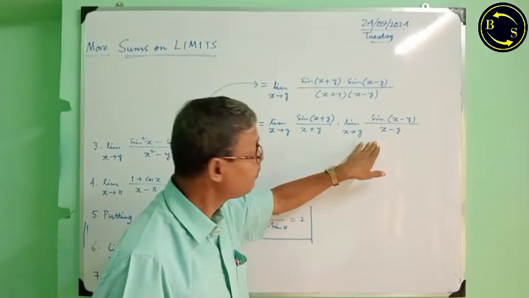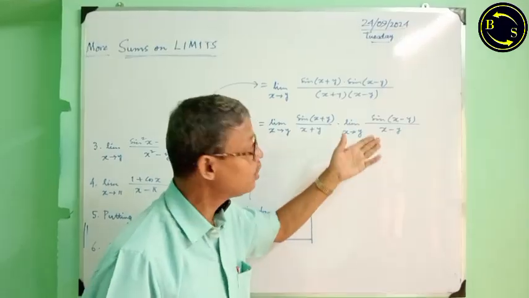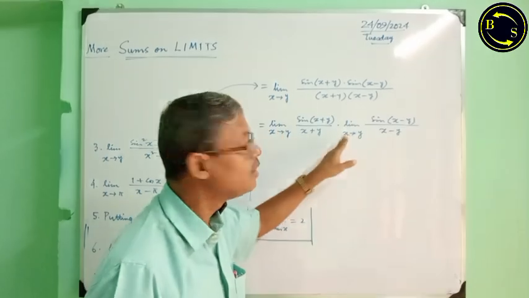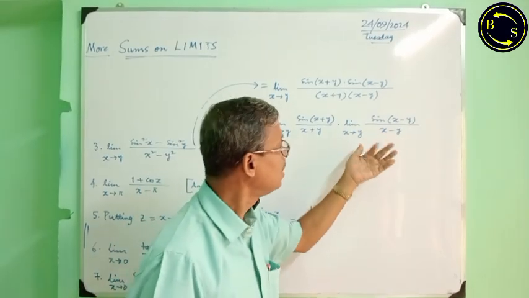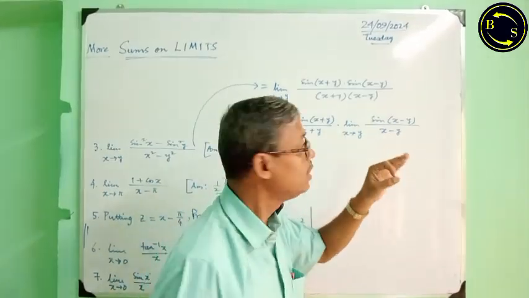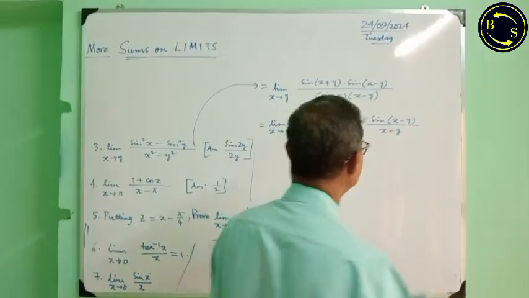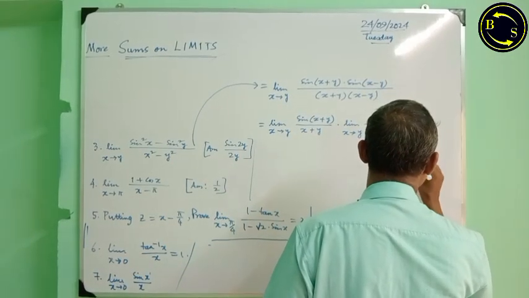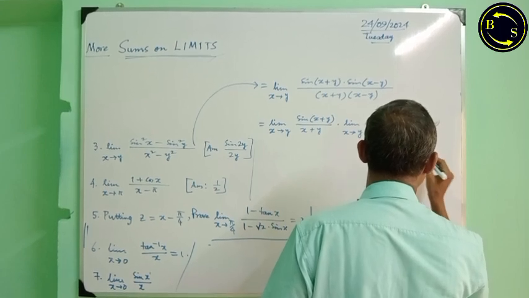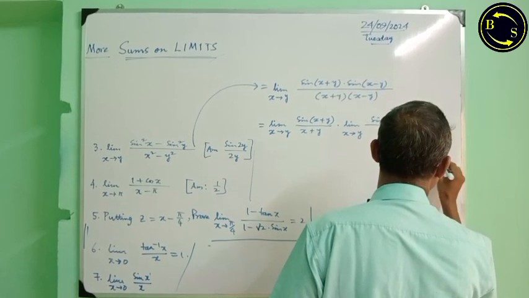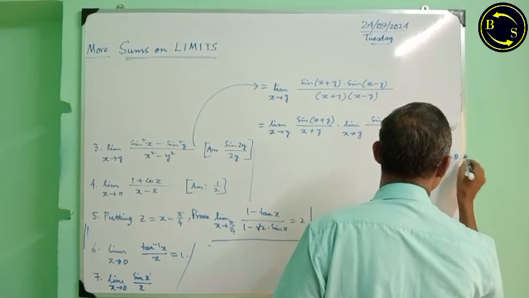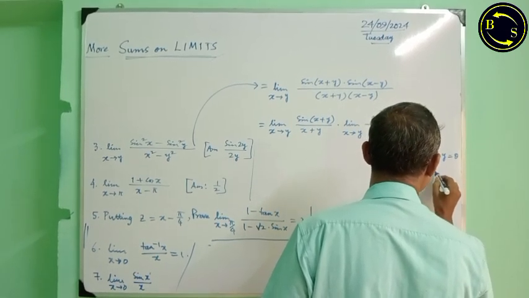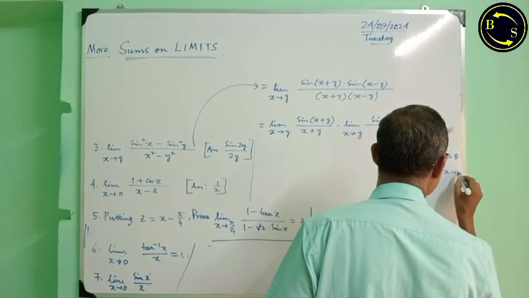For this part, if I put x equal to y, what we find? 0 by 0 form. Therefore, we can't do that. Here we change the variable, putting x minus y is equal to theta. Therefore, theta tends to 0 as x tends to y.